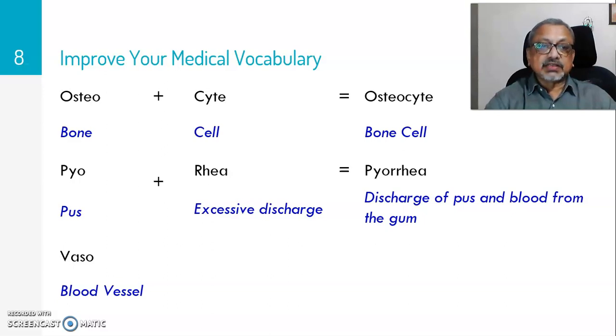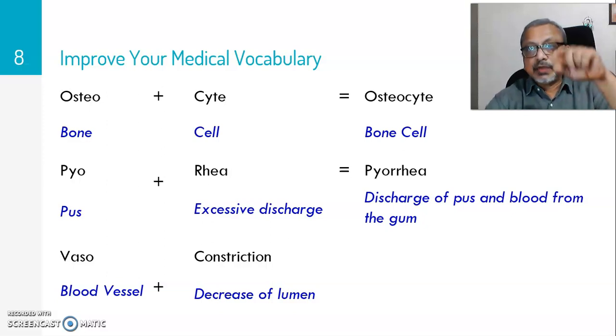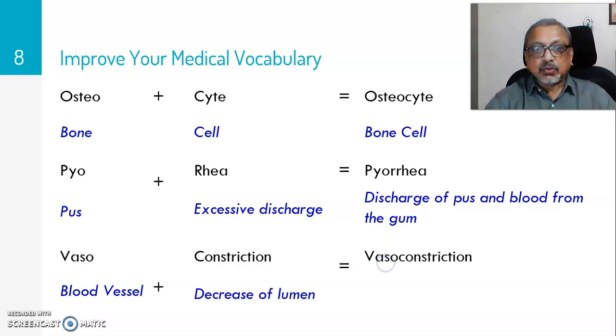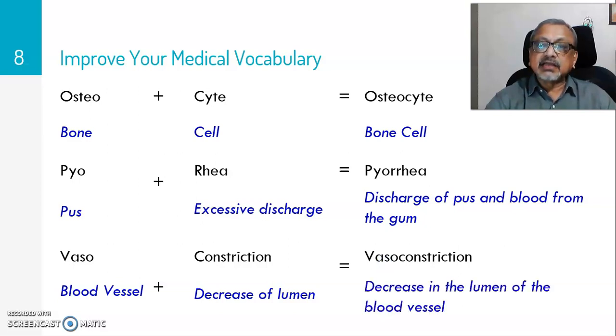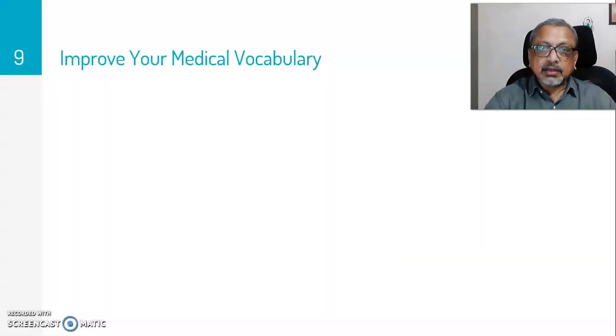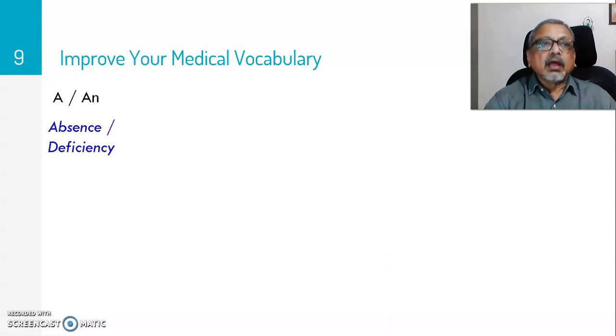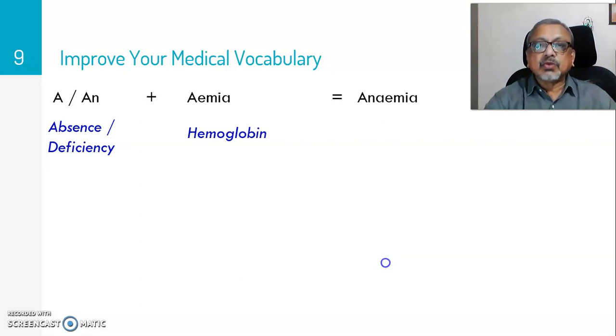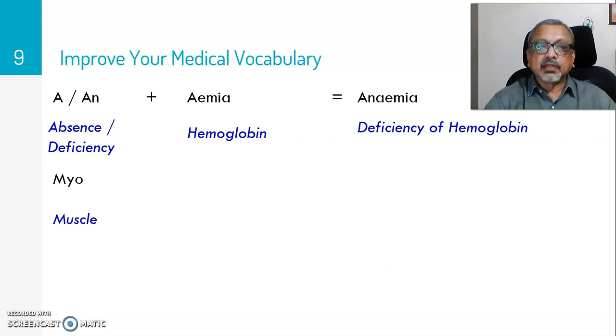Vaso means blood vessels, and constriction means the decrease of the lumen. Lumen means diameter. So vasoconstriction is the new word, and that means the decrease of the lumen of the blood vessel, that means the internal diameter of the blood vessels. Now A means absence or deficiency. Emia refers to the hemoglobin or blood. So anemia means the deficiency of the hemoglobin.